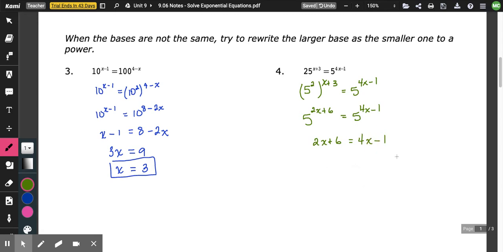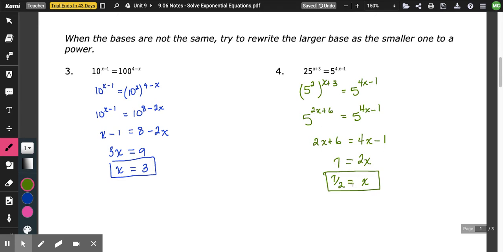Okay, so now I'm down to Algebra 1, so I need to get my x's together. So I'm going to subtract 2x from both sides. Then I'll also add 1 to both sides. And then finally, to solve, I'll divide both sides by 2. So that would give me x is 7 over 2. Okay, so once again, I could check this by putting it back in place of x to make sure that makes the left side equal the right side.